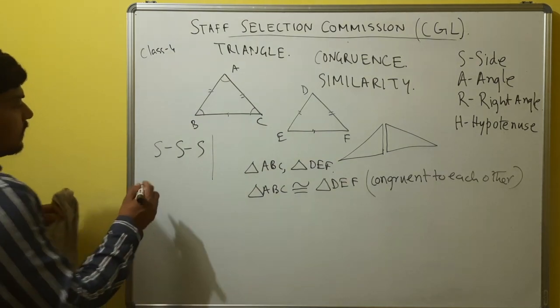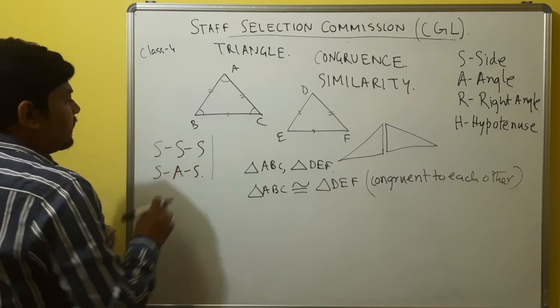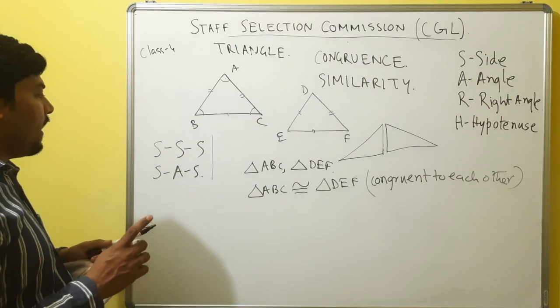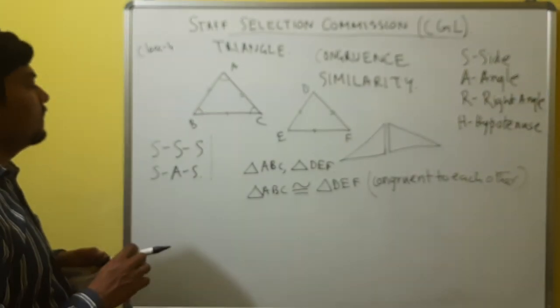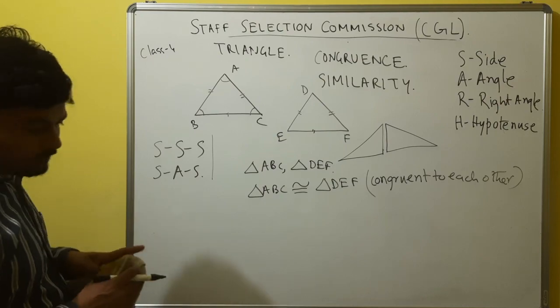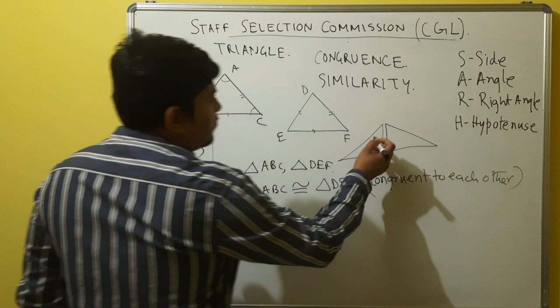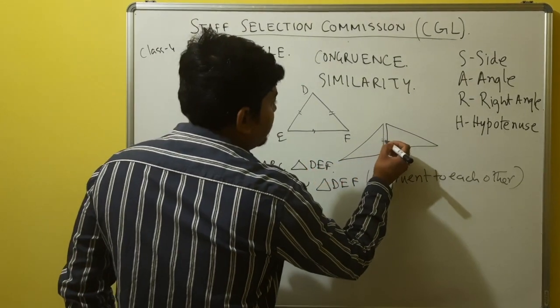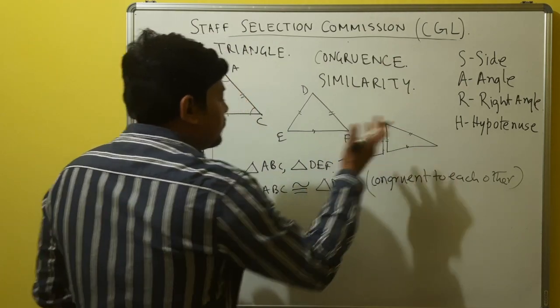Okay, let me keep it here. That is SAS, side angle side. If two sides are matching and the angle between them is also matching, then also they are called congruent to each other. Here also, in the previous one, right? This arm same, this arm same, this arm same, right? So these two are congruent.